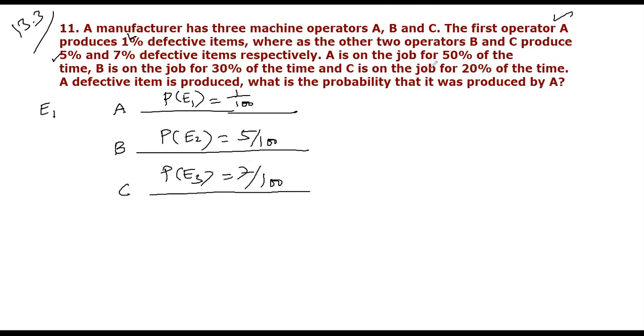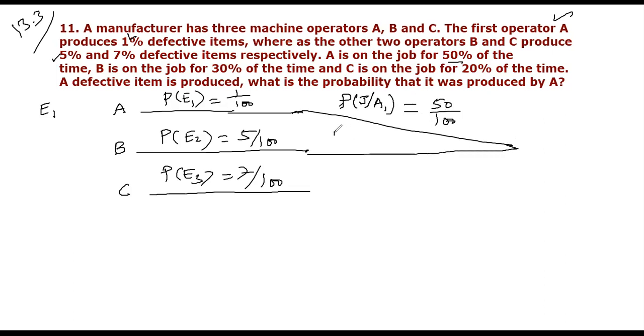A is on the job for 50%. The probability of being on the job is suppose denoted by A, but here A, B, C are already there. So we can use another notation, J. Probability of the job when operator A is selected, that is by operator A, is 50%. So 50 upon 100.